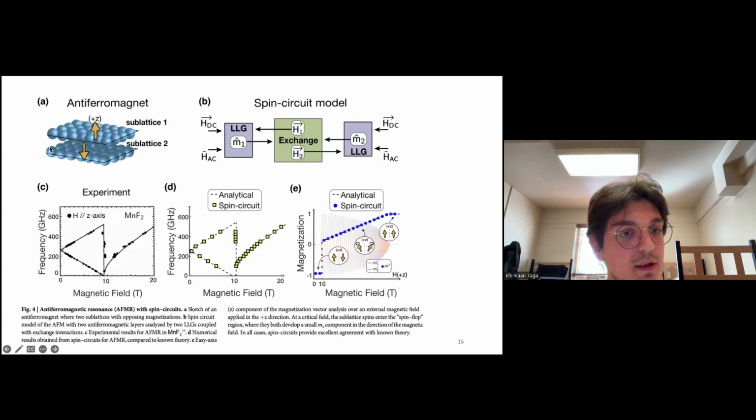Here in figure A, we can see antiferromagnets with two sublattices with opposing magnetizations. And in B, it's the spin circuit model of the antiferromagnetic material with two antiferromagnet layers, analyzed by stochastic Landau-Lifshitz-Gilbert coupled with exchange interactions. And here we see the experimental results.